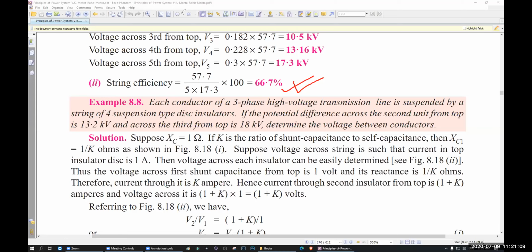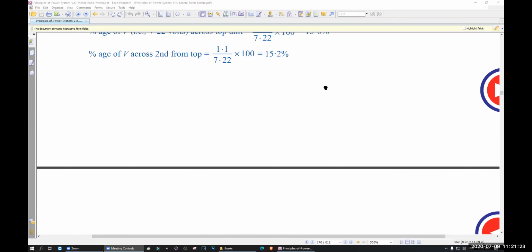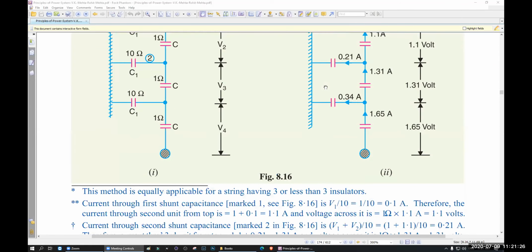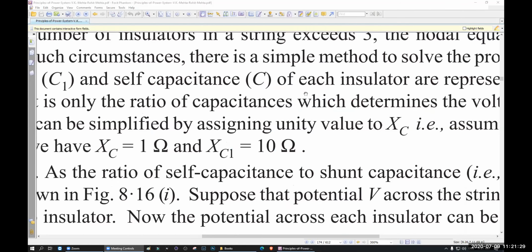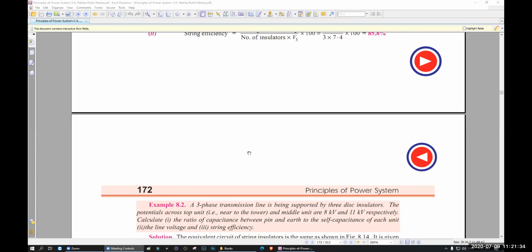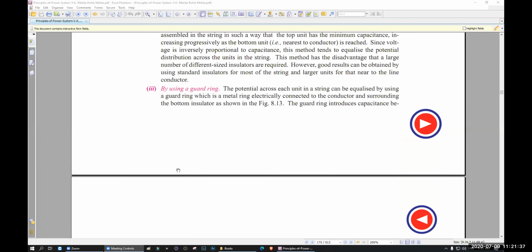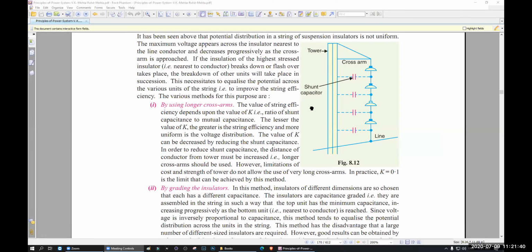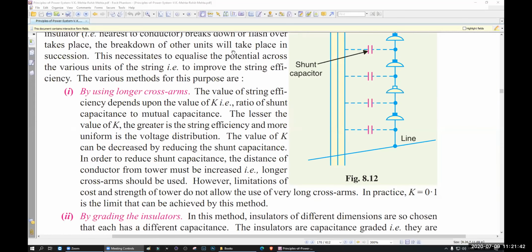Now we will go back and see the methods of improving efficiency. So now, as you can see, this is not a very good efficiency. This is really bad. So we will go and try to improve it. Okay, how? Let's see. There are three methods. I told you in the first or second class of the string efficiency, there is one method by which you can improve the efficiency, that is by increasing the value of k, right? Yes, sir. Okay, how to do that?